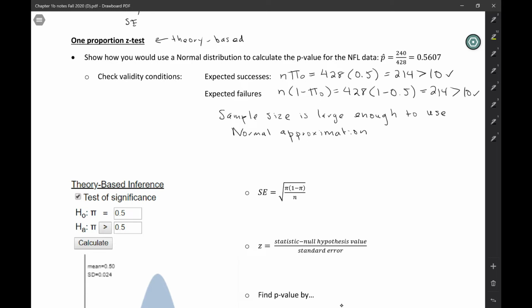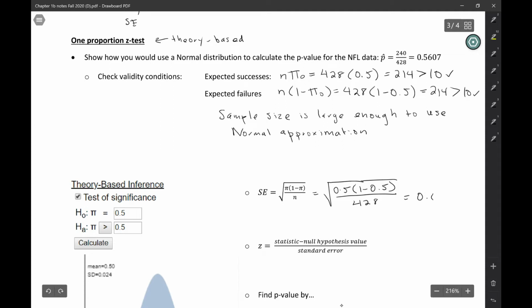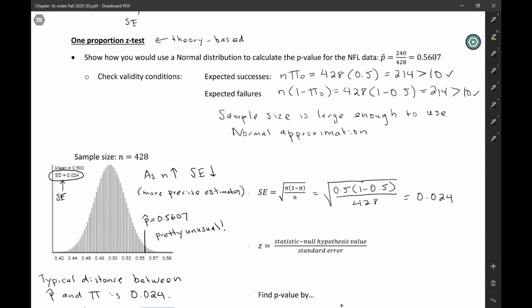So we're not going to do a simulation here, so we have to use the formula to find the standard error. So to do that, I'm going to plug in something for pi. I'm assuming that the null hypothesis is true through this whole process, so I'm going to be plugging in 0.5 here. And then obviously 1 minus 0.5 is the same. Dividing it by the sample size, and that gives me a standard error of 0.024. And if you remember, that's actually the same standard error that we saw when we were using the standard deviation of the simulated distribution to find standard error.